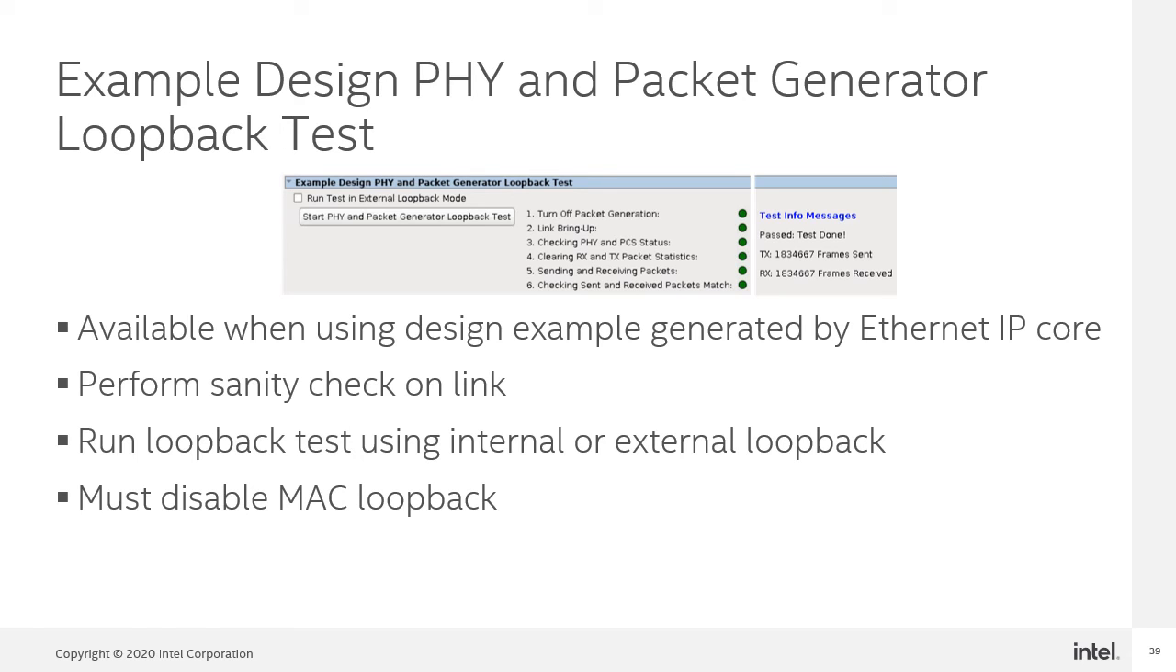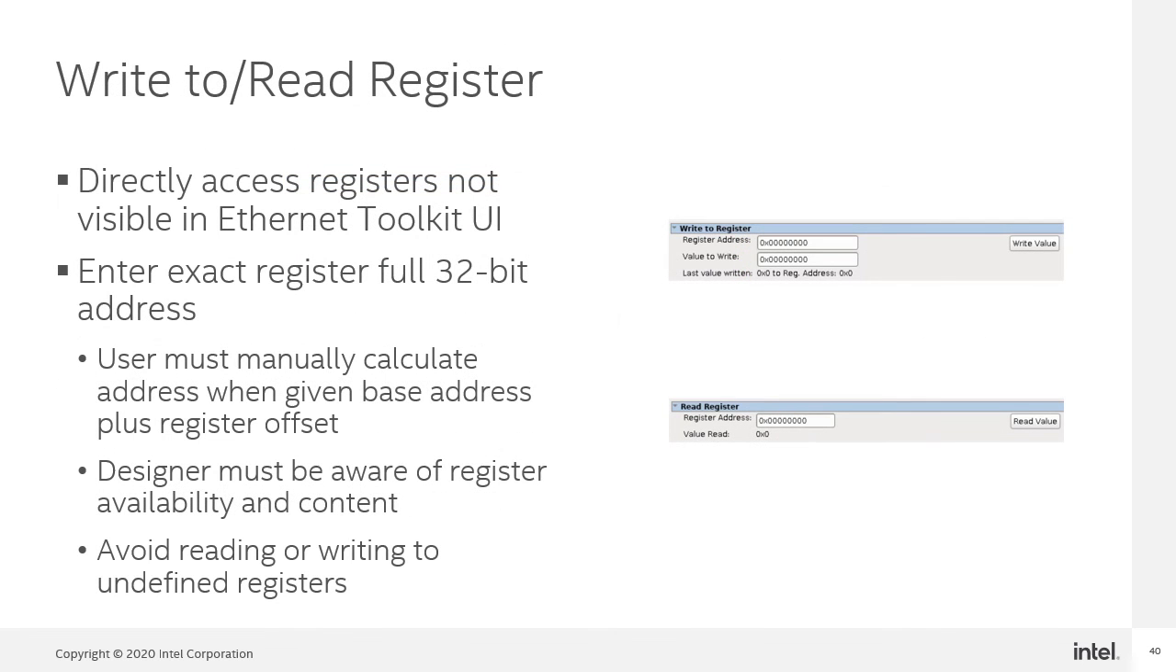And finally, even with all the register visibility and functionality that we've seen in the Ethernet Toolkit, it is still possible that there are registers in the IP core which you want to access for your debug session that are simply not shown in the UI. If so, you can directly access them using the Write to and Read sections on the Testing Features tab. To use these, you must know and enter the exact 32-bit address of the register that you wish to read from or write to. This means several things.